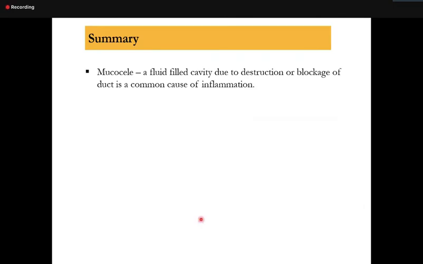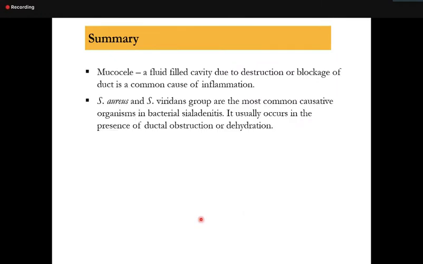So to summarize, mucocele is a fluid-filled cavity due to destruction or blockage of duct, and it is a common cause of inflammation. Staphylococcus aureus and Streptococcus viridans groups are the most common causative organisms in bacterial sialadenitis, acute suppurative. It usually occurs in the presence of some sort of obstruction or dehydration.